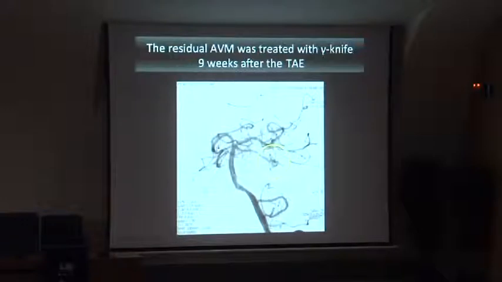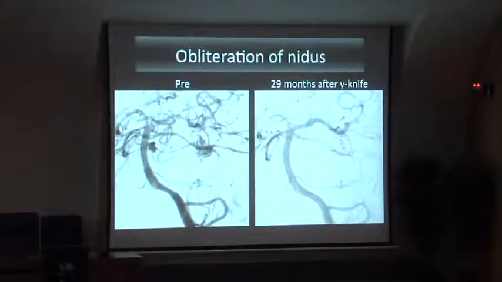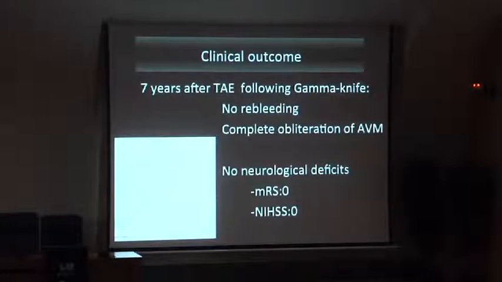The residual AVM was treated with gamma knife therapy 9 weeks after the treatment. And this is the follow-up angiogram, which shows complete obliteration of the nidus. The clinical outcome is very good. 9 years after treatment, no bleeding, and we can confirm complete obliteration of the AVM.